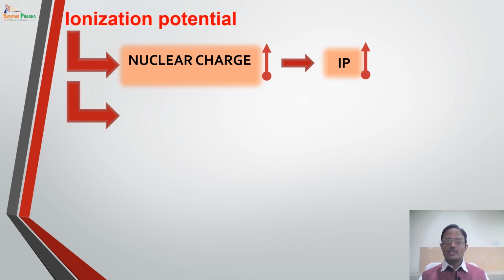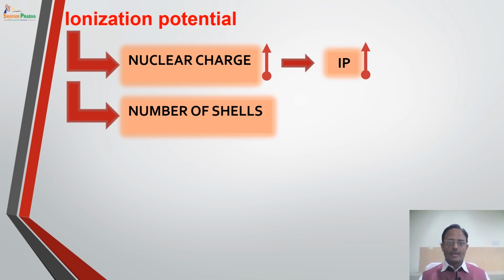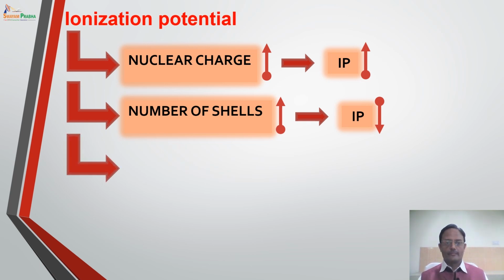Second factor which governs the ionization potential is the number of shells. If the number of shells are more, then the force of attraction between nucleus and outermost electron is less. Quite obvious, because if the number of shells are more, then the outermost electron will experience less force of attraction from the nucleus. In other words, ionization potential is inversely proportional to number of shells.